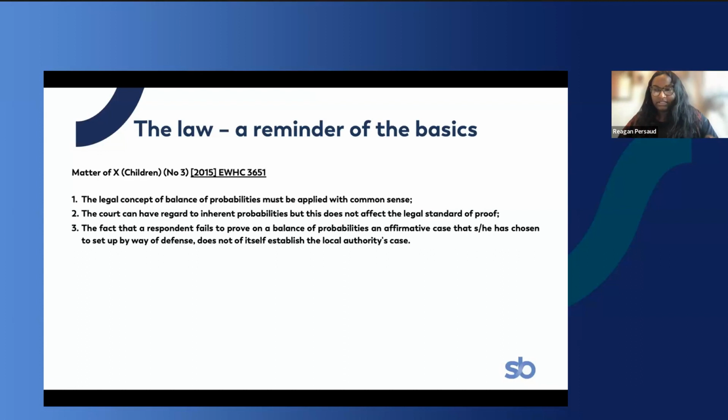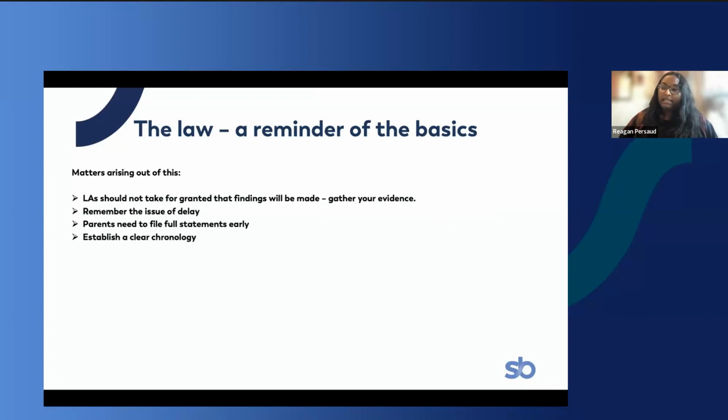So it's quite useful to take us back sometimes, just to go straight back to the basics of things. And what I'd like you to think about, arising from that very basic summary of the law, is some practical tips that we should consider. The first thing is that the local authority, I think, should never take for granted that findings will be made. In these types of cases, local authorities often think, because the expert has filed a report and is with us, because the injury is suspicious, the judge will be with us. And the reality is that doesn't always happen.